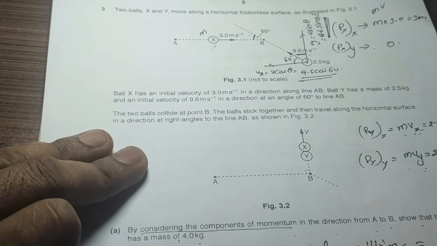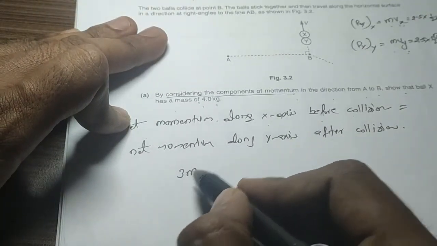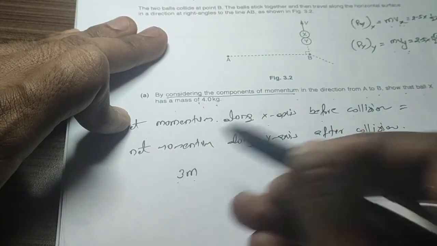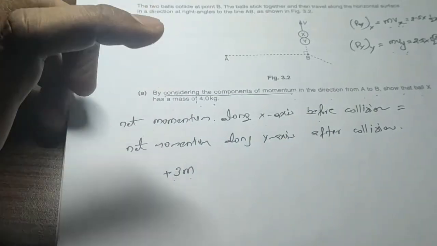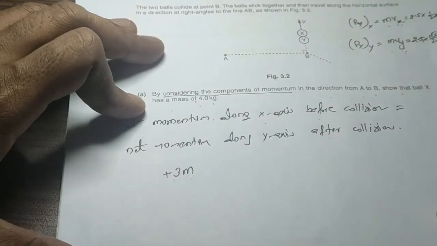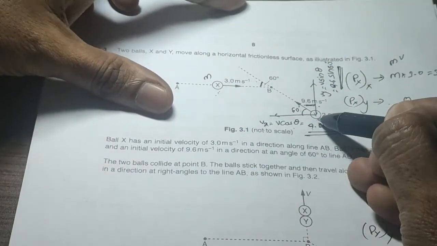3m. That's it, 3m. Why is it 3m? Because mass is m and velocity is 3 along the x-axis. So let's say positive 3m, to be more specific here. And then let's see the y.